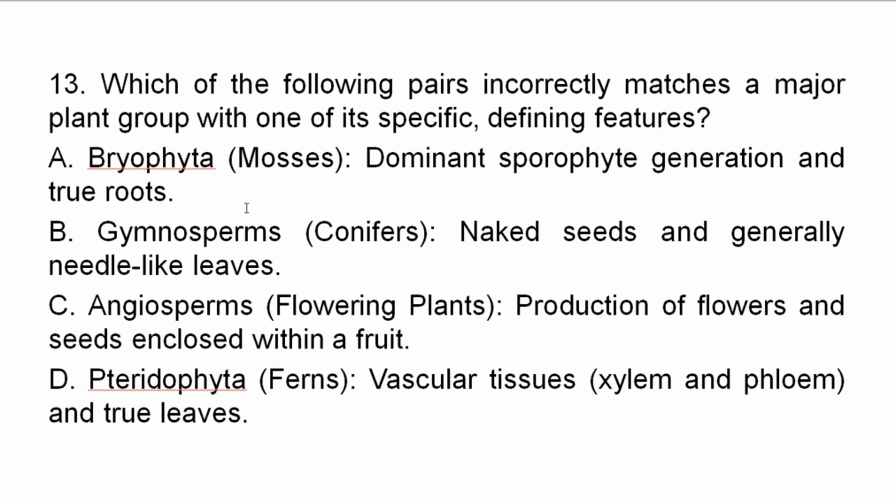I think you got the answer. The correct answer is A. A is not correctly paired. That means Bryophyta, it is not the saprophyte generation as a dominant. The gametophyte generation is the dominant generation in Bryophyta. The dominant generation is gametophyte, it is not saprophyte. Saprophyte generation is dominant in Gymnosperms, Angiosperms, and Pteridophyta. But in Bryophyta, the dominant generation is gametophyte.